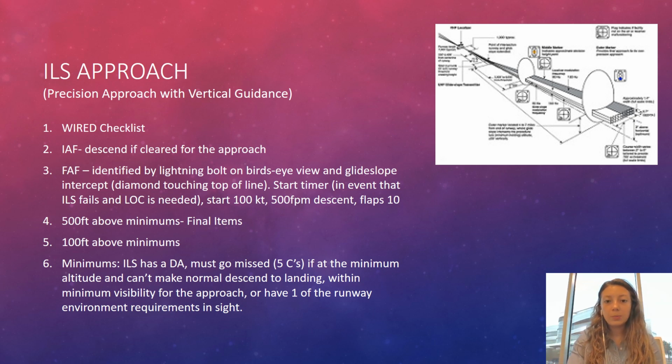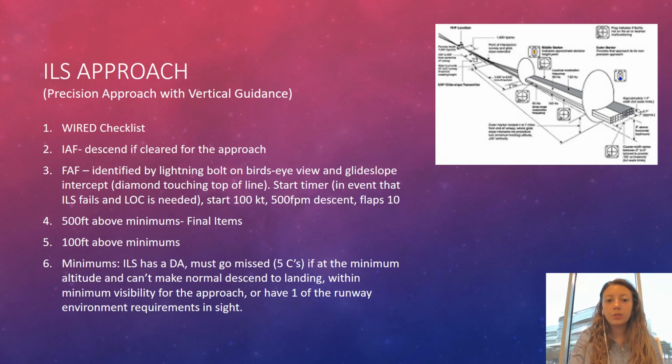So here for ILS specifically, you have to identify the initial approach fix, and then once you're there, you can descend if you have been cleared for the approach by ATC. Your final approach fix, you'll see on the approach, we have an example on the next slide, is identified by a lightning bolt, the bird's eye view, and the glide slope intercept.